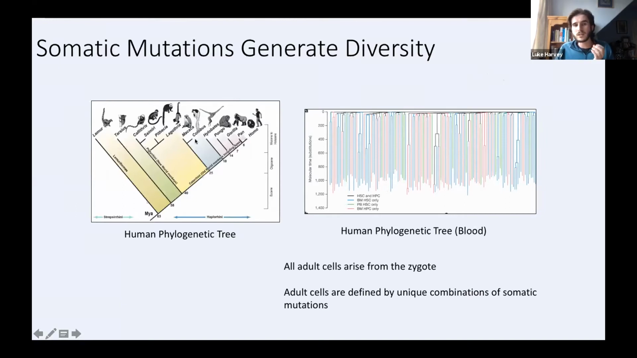In the case of monkeys, we have this common ancestor a few million years ago that we had a split into all the great apes. Whereas for the human phylogenetic tree of our blood, the most recent common ancestor is the zygote. So where the sperm fertilizes the egg, from that point onwards, all cells accumulate mutations and become gradually more diverse.